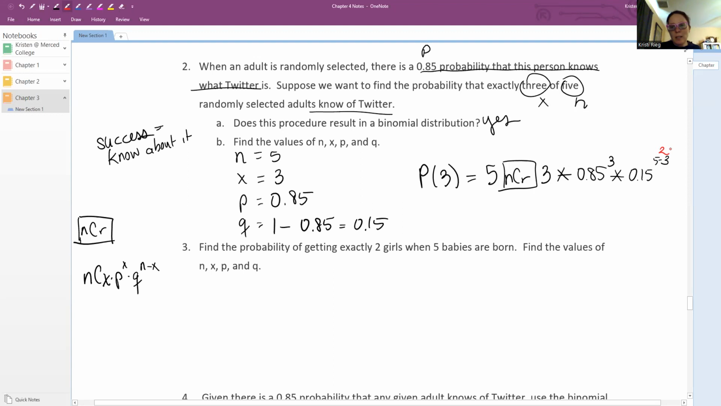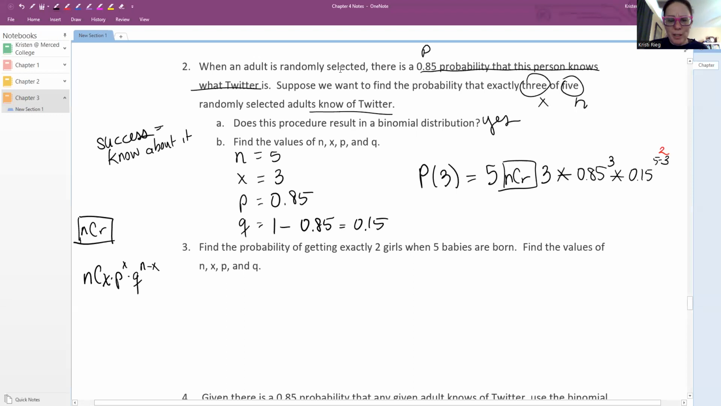I'm not saying finding 0.15 squared is necessarily easy. I'm saying finding 5 minus 3 is easy. And so once I do 5 minus 3, then I go ahead and type 2 in my calculator.